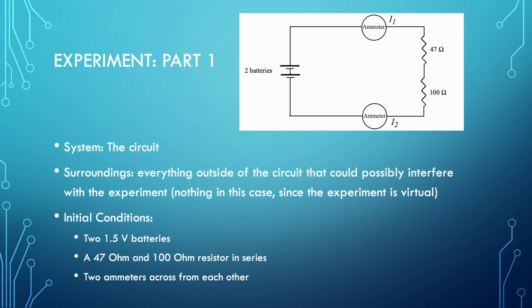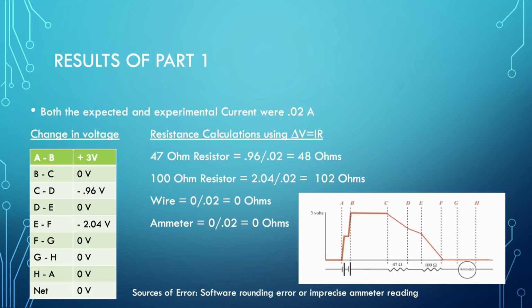For part 1 of the experiment, the system was the circuit as shown here to the right, and the surroundings was everything outside of the circuit that could possibly interfere with the experiment. But in this case, since the experiment was virtual, this would really be nothing. The initial conditions here are two 1.5 volt batteries and a 47 ohm and 100 ohm resistor in series, and then two ammeters across from each other as shown. In this experiment, I found that both the expected and experimental current were 0.02 amperes.